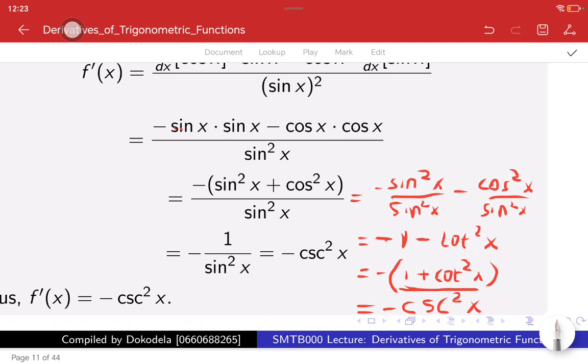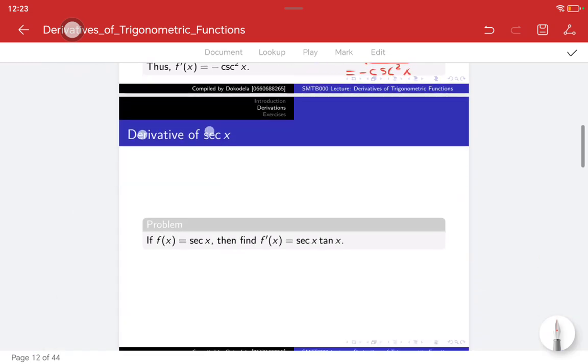So now we come to the other question. They say we must derive sec x. If we have f of x which is equal to sec x, then we must find the derivative of that, which is sec x tan x.